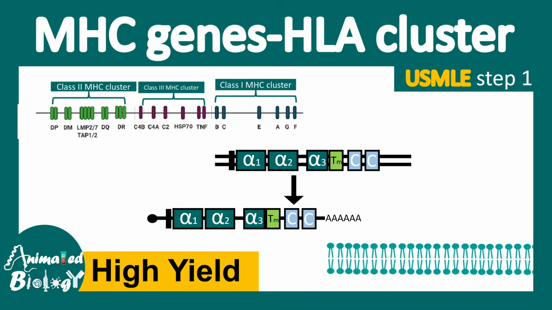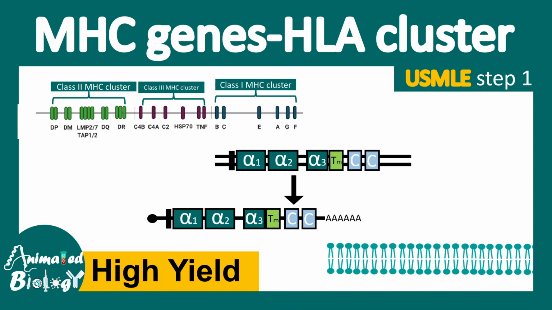Class 1 MHC genes encode these class 1 MHC mRNA that ultimately give rise to this particular domain-wise structure. Note that beta 2 microglobulin is not expressed by the MHC genes. In contrast, the class 2 MHC is encoded by two different genes, one for alpha chains, one for beta chains.